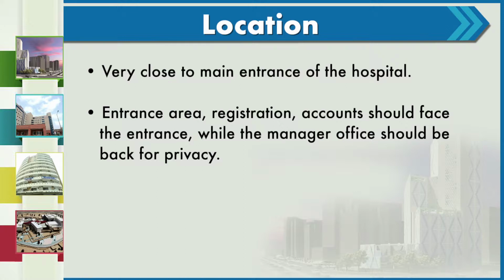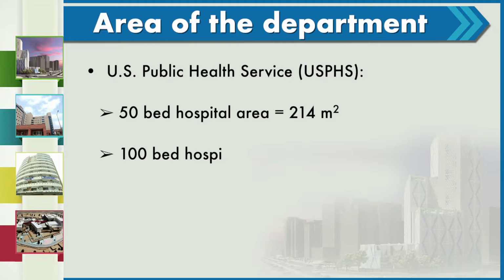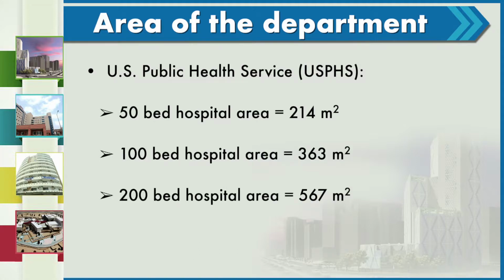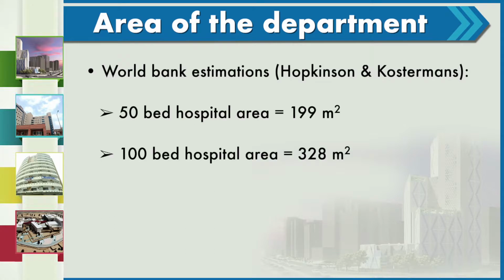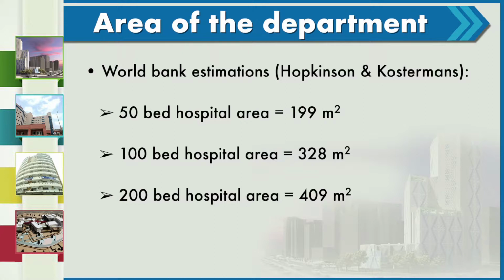for privacy reasons. So the area of the administrative department, as per a US standard, for a 50 bed hospital could be 214 meters square. For a 100 bed hospital, it could be 363 meters square. And for a 200 bed hospital, it could be 567 meters square. According to the World Bank, these areas are, for a 50 bed hospital, 199 meters square. For a 100 bed hospital, 328 meters square. And for a 200 bed hospital, 409 meters square.